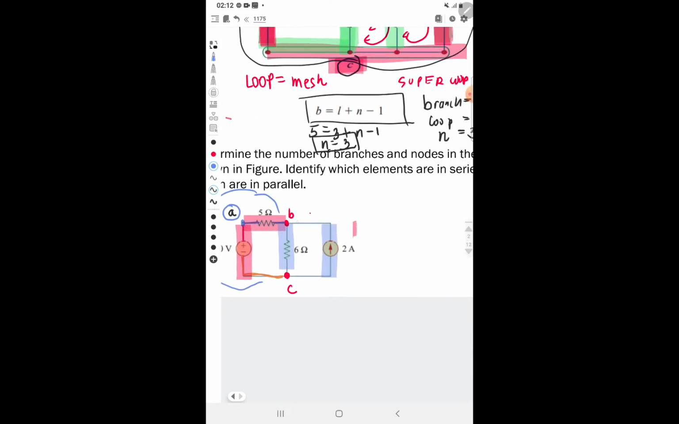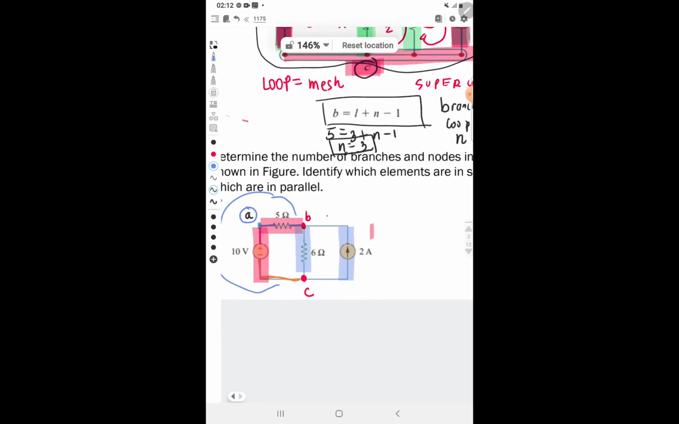And their combination is connected in parallel with our 6 ohm, and then it is connected in parallel with our 2 ohm. Take note, by the definition of a parallel, they'll share two similar nodes with each terminal. Okay? So from here, I will have number of elements or number of branch circuit is equal to 1, 2, 3, 4. There are 4.